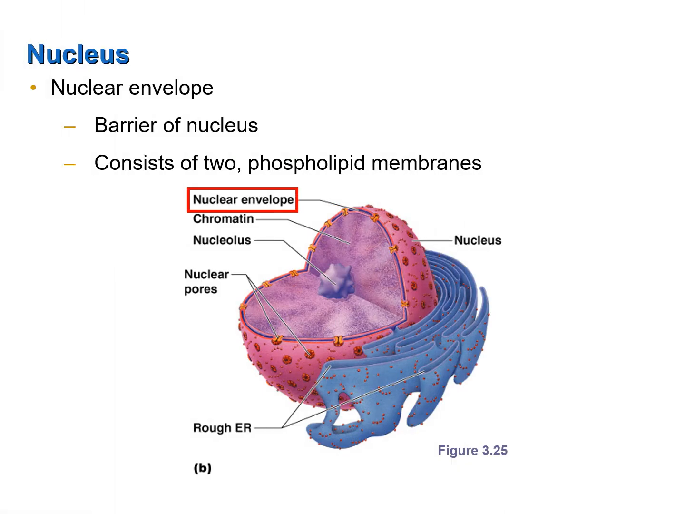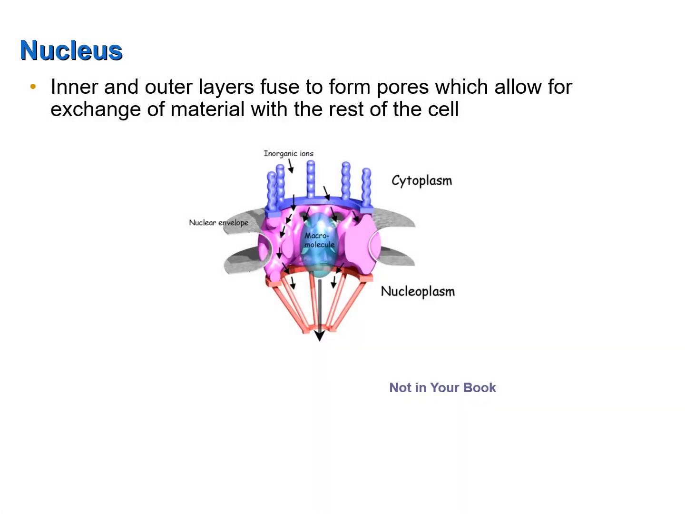The nuclear envelope separates the nucleus from the cytoplasm. It is an effective barrier controlling the flow of materials into and out of the nucleus. The nuclear envelope is composed of two membranes, each being very similar in structure to the plasma membrane. The nuclear envelope contains nuclear pores, which allow molecules to move between the nucleus and cytoplasm. The nuclear pores are formed by the fusing of the inner and outer layers of the nuclear envelope.